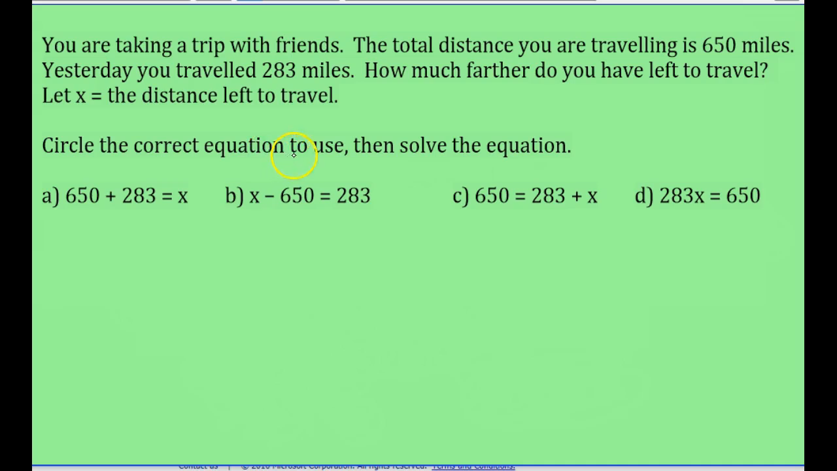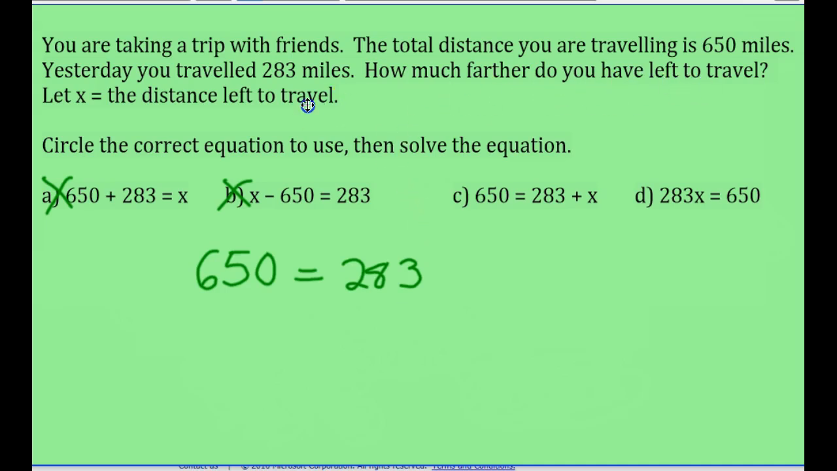Well, we know that our total distance is going to be 650. So it's going to be 650 equal to something. We know then that these two that don't equal 650 can't be our answer. These two do equal 650, but we need to figure out which one of those is correct. It says yesterday you traveled 283 miles, so we can write 283.